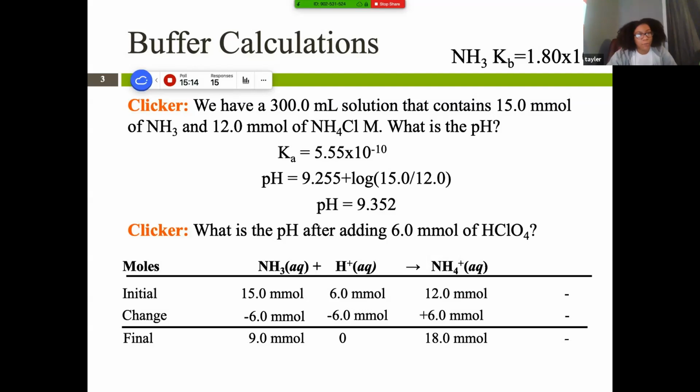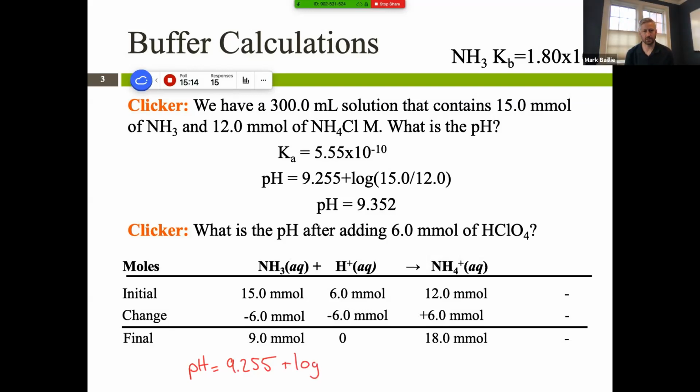Okay, so since we have the final millimoles, we can convert those millimoles to a molarity or concentration by dividing the 9 by 300 milliliters and the 18 millimoles by 300 milliliters as well. And then once we find those two concentrations, we can plug them into the Henderson-Hasselbalch equation, as well as our pKa to solve for the pH.